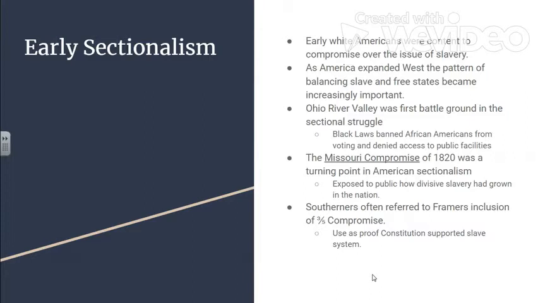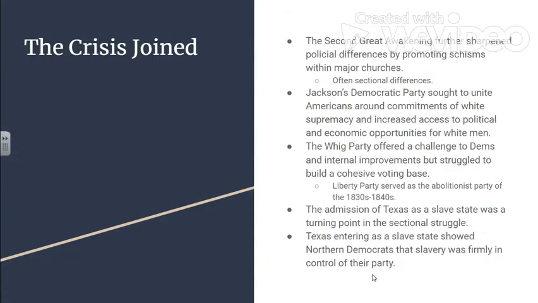We don't really have this idea of popular sovereignty, but keep that in your mind as we move through this chapter. But again, the issue of slavery is starting to boil, if you will, in the pot. All right, I'm going to turn it over to Vieira.